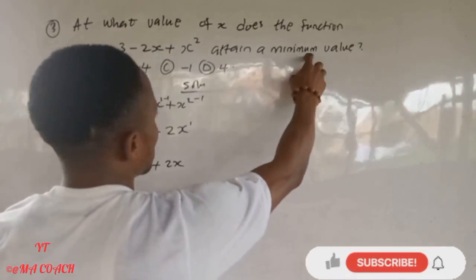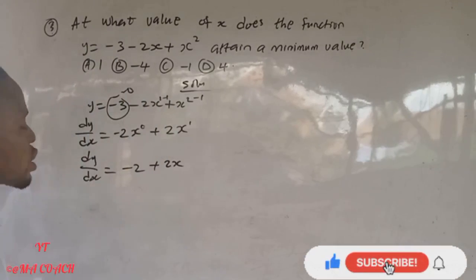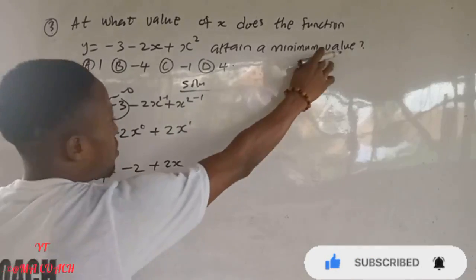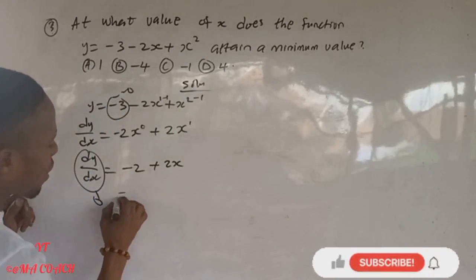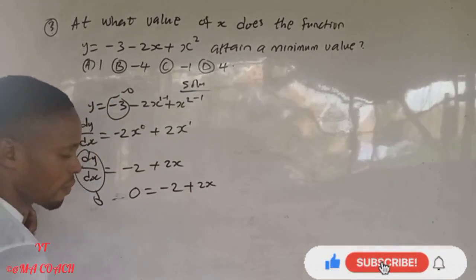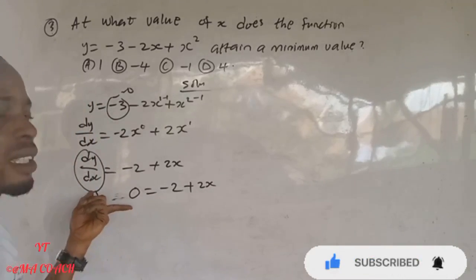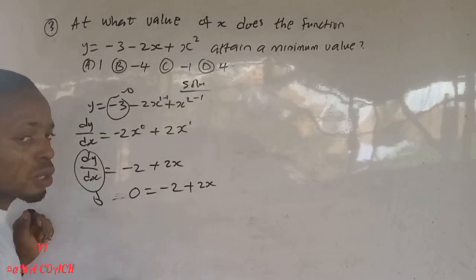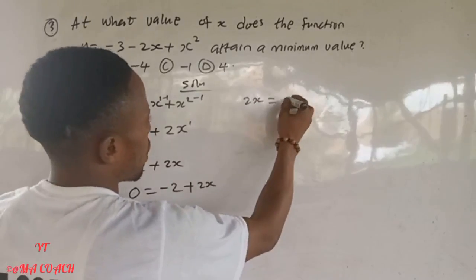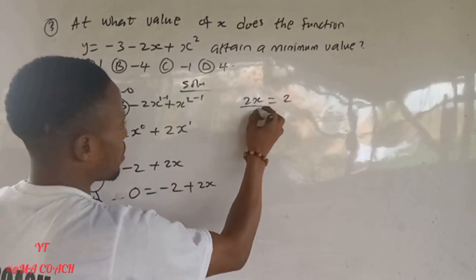So what we just do here now, since we want to obtain the minimum value, at minimum value our dy/ds is equal to 0. So this one becomes 0 at the minimum value. So in this place we have 0 is equal to minus 2 plus 2s. To get the value of s now, you collect like terms. Take this minus 2 to this side, and it becomes plus 2. Therefore 2s equal to 2. To get the value of s, divide both sides by 2.